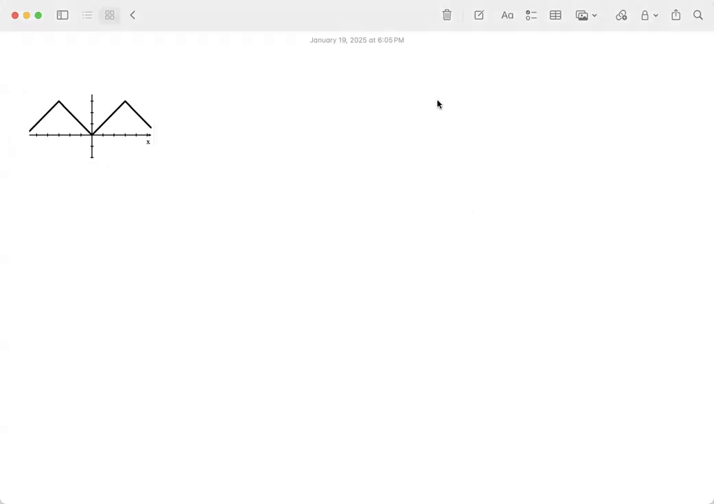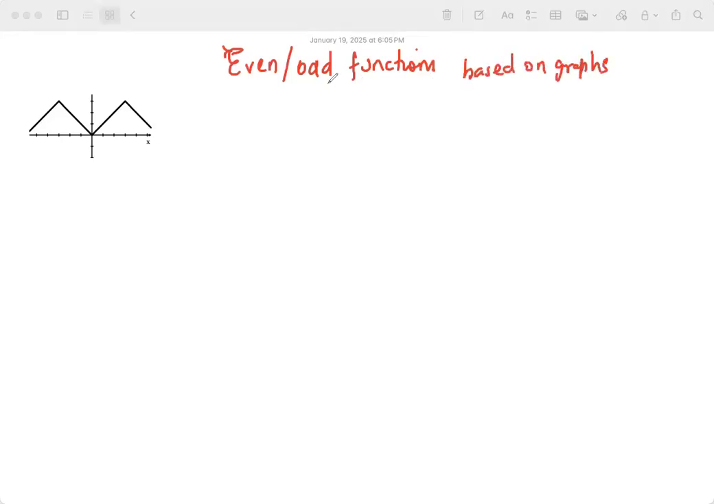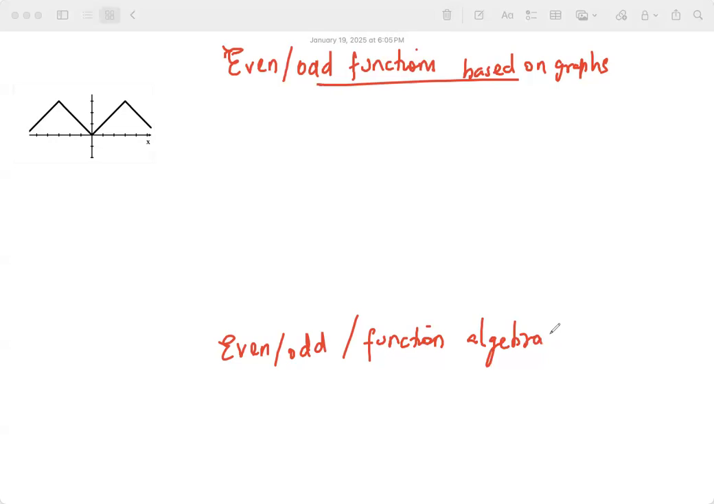Yes, I got answers from everybody. Thanks to whoever said in the chat. So here, based on graphs, we will go ahead and study even odd functions based on graphs. Then the next topic will be even or odd functions based algebraically. One is based on graphs: from a graph, how do you find it? The other is algebraically, how are you going to find even or odd functions?